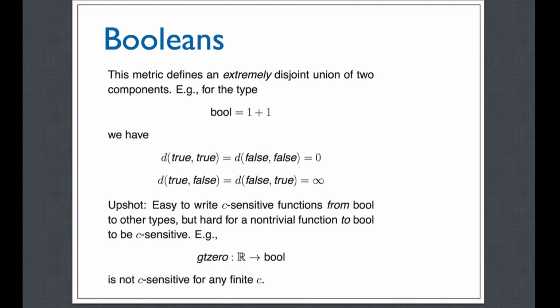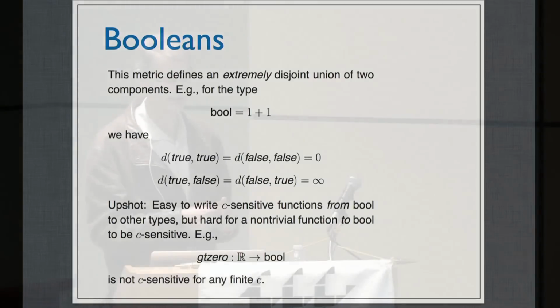So in this language, the distance metric on Booleans is that identical Booleans are at distance 0 and different Booleans are at distance infinity. So the consequence for programming is that if you have a Boolean, it's easy to write a C-sensitive function using it for any C you like, but it's not possible for a non-trivial function into Boolean to be C-sensitive. And that's a reflection of the fact that functions into Boolean are discontinuous.